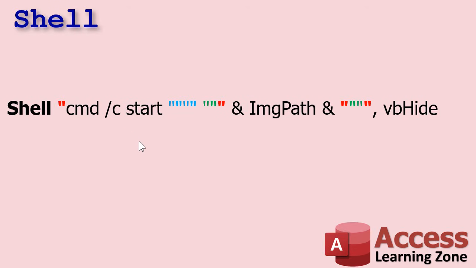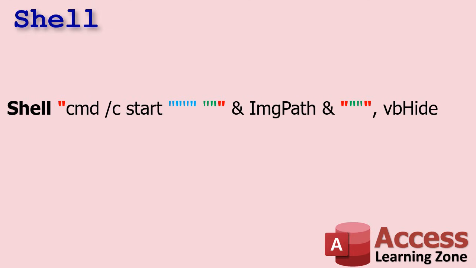Start means basically I want you to run whatever application you have to open this file. Here's the file inside of double quotes. And VB hide just means I don't need to see the command window open, so just keep it hidden in the background. That's a VBA command that says open this up, but I don't need to see it. I just want to see the final result because the start will run that application.